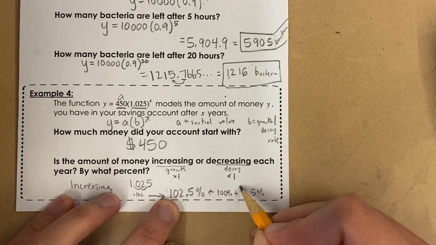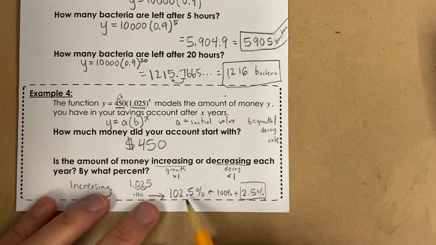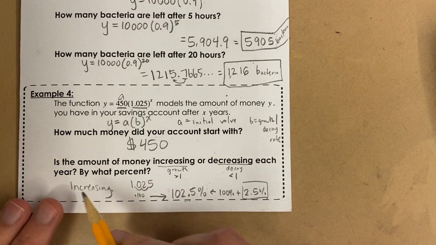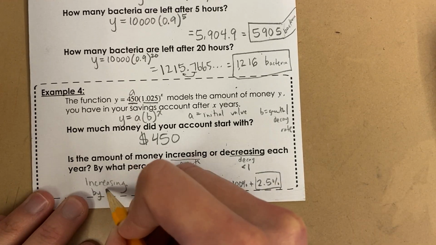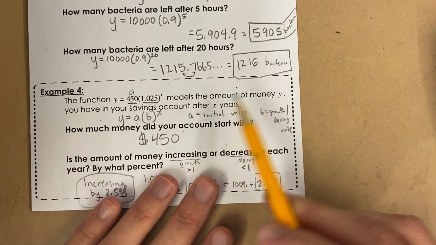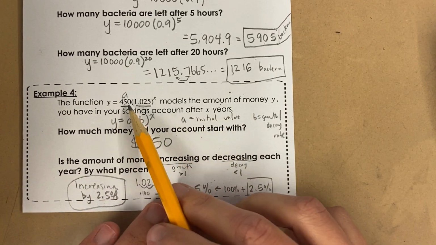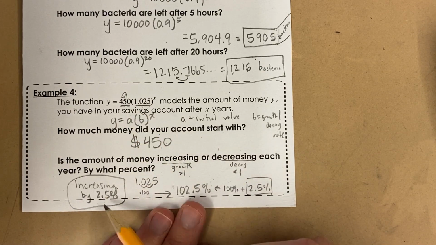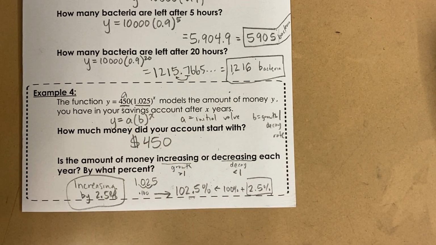So this right here, that's my growth rate, right? That was how this 100% changed. So it's increasing, and it's increasing by 2.5%. Okay, so I put money in the bank, and they are giving me 2.5% interest each year. So that is how I decide, right?